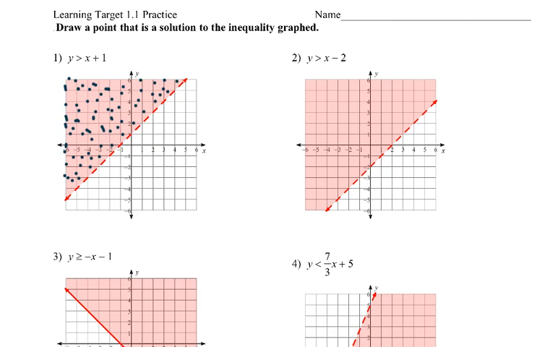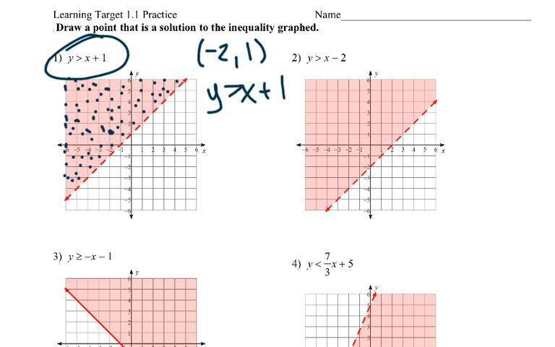All of them work. And what does that mean? Well, let's take one for this: -2, 1. X is -2, y is 1. So if I take it and put it into this inequality, my x value is -2, my y value is 1. If I simplify this, I'd have 1 is greater than -2 plus 1, which is -1. Is that true? Yes. That's what it means to be a solution: it works, it makes the inequality work.